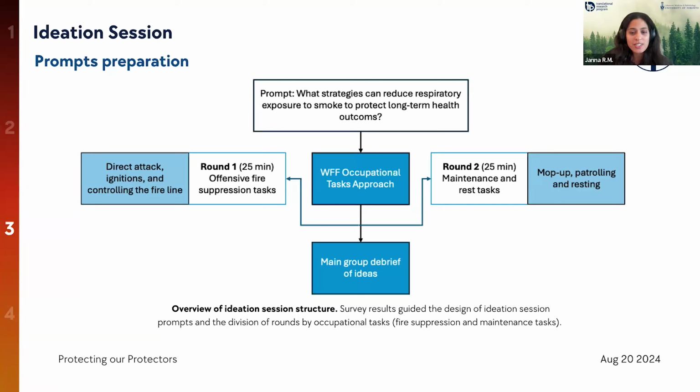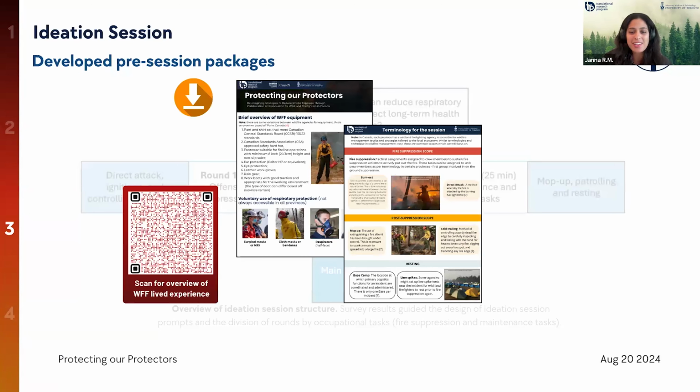Now, if these terminologies made no sense to you when you hear them for the first time, that's what we had considered as well, which is why we prepared pre-ideation session information packages for the multidisciplinary experts joining the session. This package, which you could access if you scan the code, was 2 pages of overview information on wildland firefighting gear, equipment, what current respiratory PPEs have been tried, and what the types of fire suppression tasks constitute and what they mean.